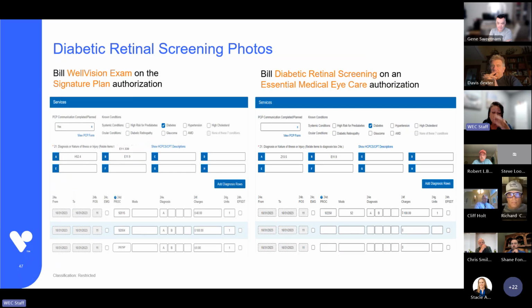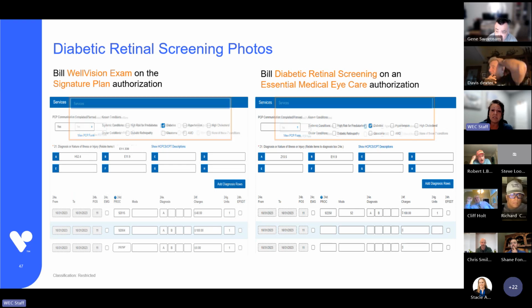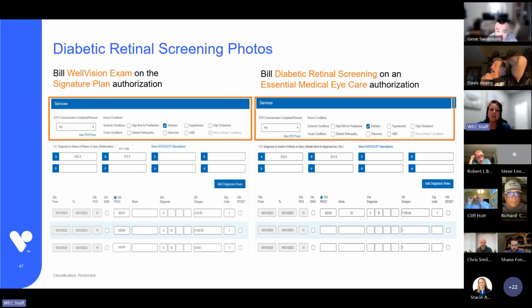So let me show you how this is billed. In this example, and this slide's a little busy, but it's important for us to set it up this way, this actually shows you two entirely separate claims. There is one claim on the left-hand side that we're going to bill to Well Vision Signature Plan. There is a totally different claim that is billed on the right-hand side from Essential Medical Eye Care. So two totally different claims, so don't let this confuse you. You're going to click for your services. Yep, that patient has diabetes.